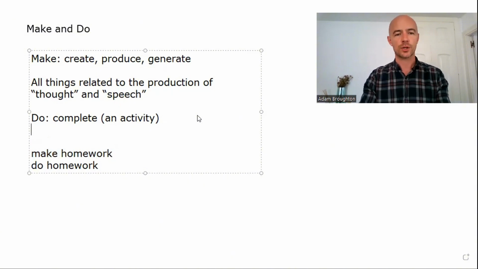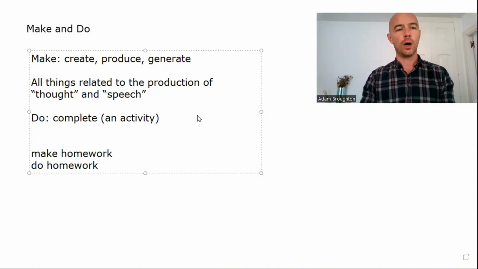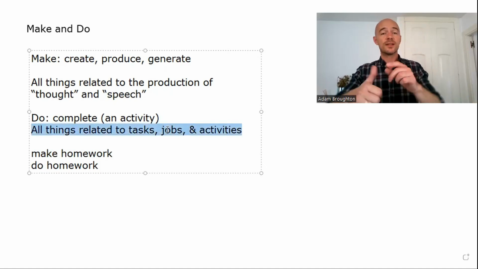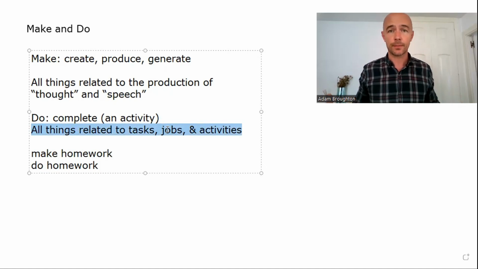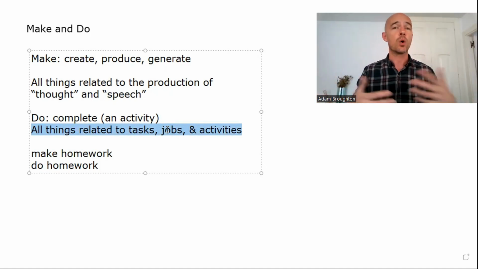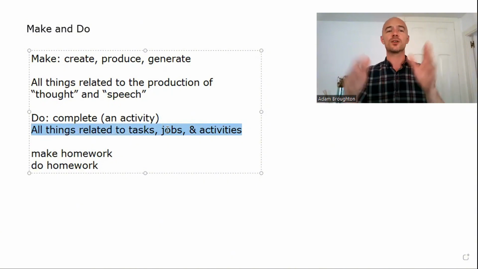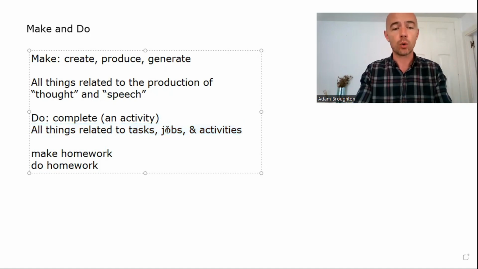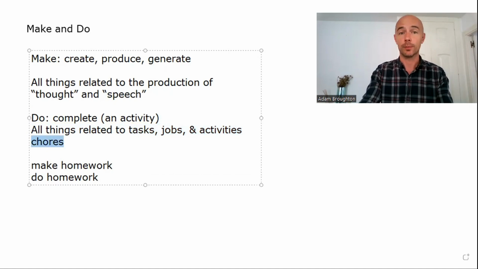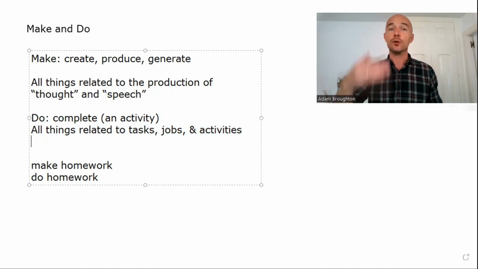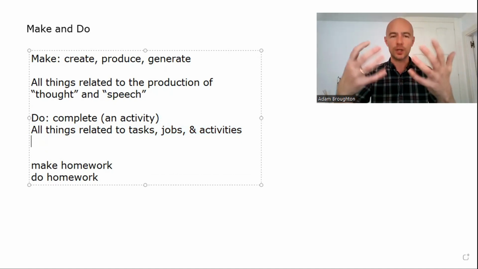Another few words that you can use to associate with do are the following. So you do all things related to tasks, jobs, and activities, right? So you do the cleaning in your house. Yeah, you do chores. You do the cleaning, you do the washing up, you do the washing. All of these things are tasks. They're tasks that you have in the house, which are called chores. So all chores are typically with the verb do. Jobs, well, you do your job. You have a job and you do it. You go to work and you do your job. You complete the activity, which is your job.